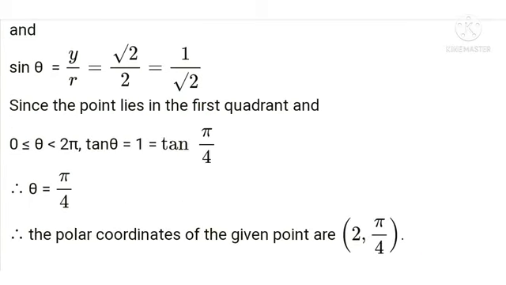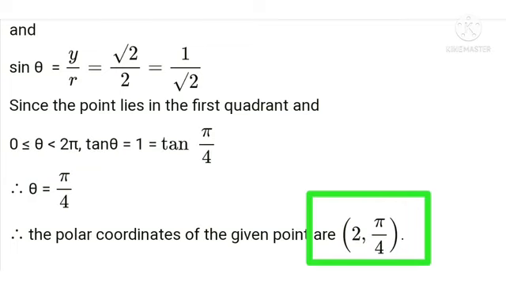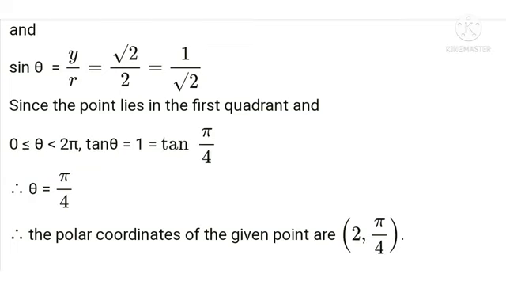Therefore the required polar coordinates are 2 and pi by 4. See students, here sin upon cos is tan. So we get tan theta is equal to 1. So when tan is 1, at pi by 4, we get theta is equal to pi by 4.